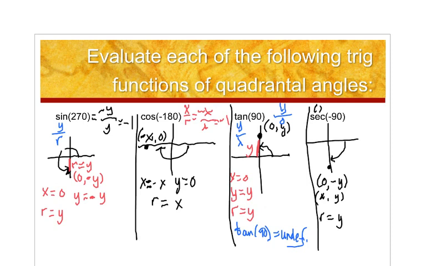Secant is the reciprocal of cosine. So cosine is x over r, so this is going to be r over x. So the radius here is y. The x value here is 0. So I could say that the secant of negative 90 is y over 0, which is always undefined. If the numerator is 0, then the answer would have been 0, which also happens. And if the denominator is 0, then our overall value is undefined. And that is evaluating quadrantal angles.